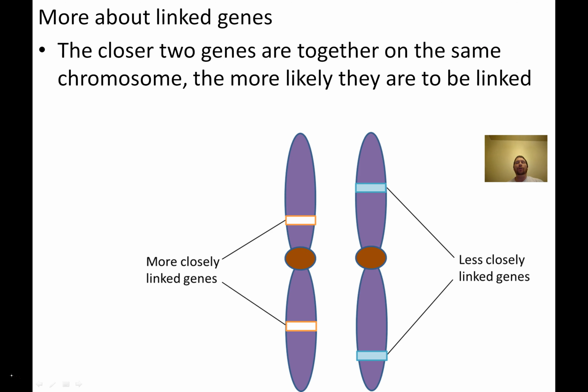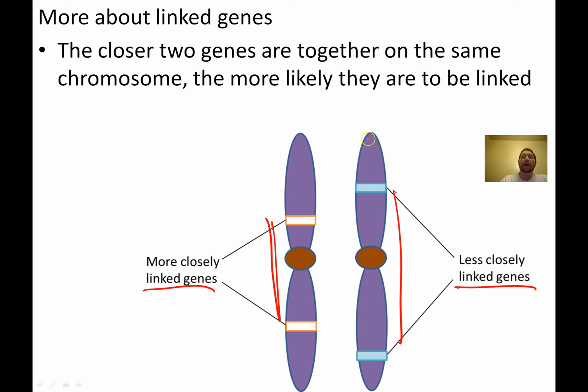All right, so let's talk a little bit more about linked genes. Linked genes is the idea that traits that are caused by genes that are found on the same chromosome are more likely to be inherited together. Well, how close together they are on the same chromosome actually has an effect on how closely linked these traits are going to be. These two genes right here are going to be more closely linked than these two genes over here because they're closer together on the same chromosome.